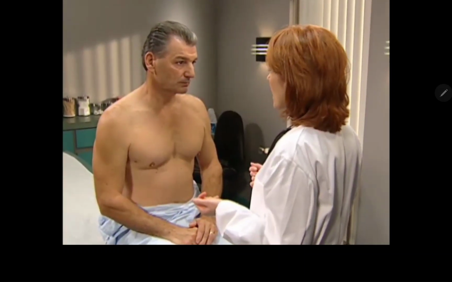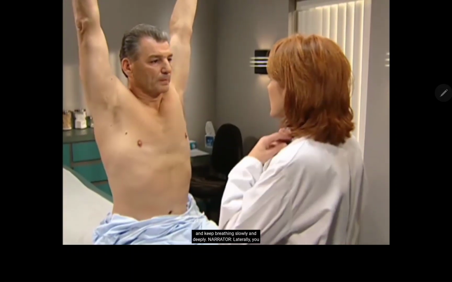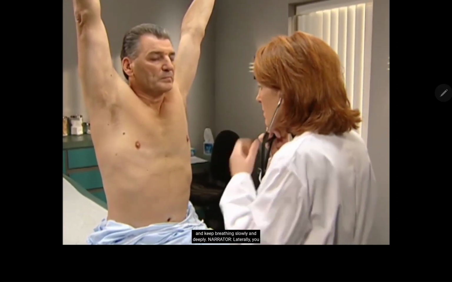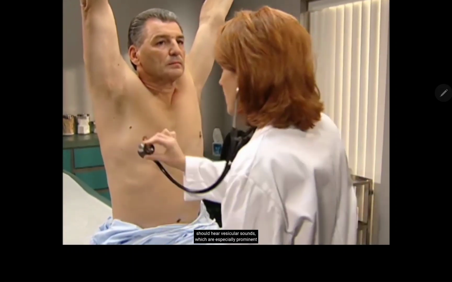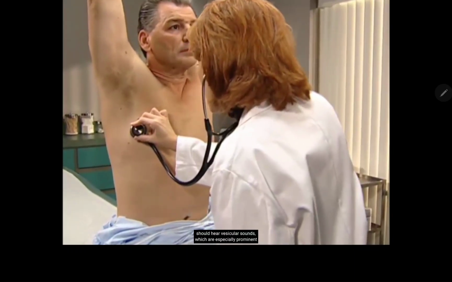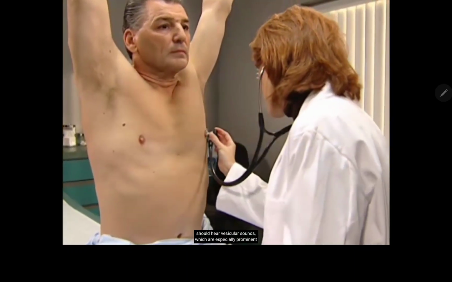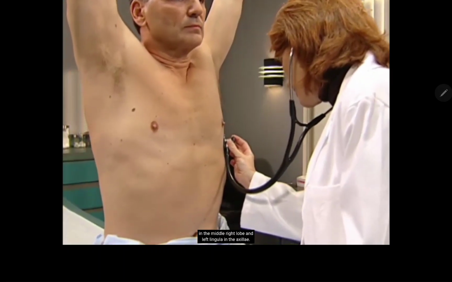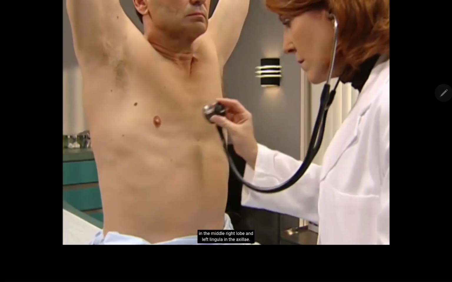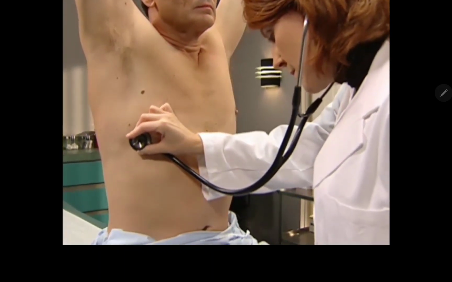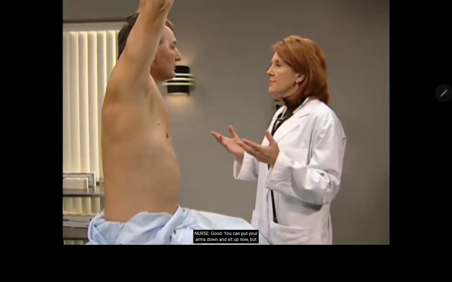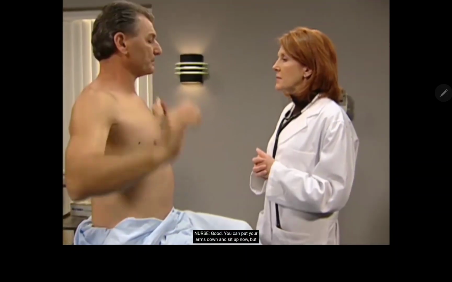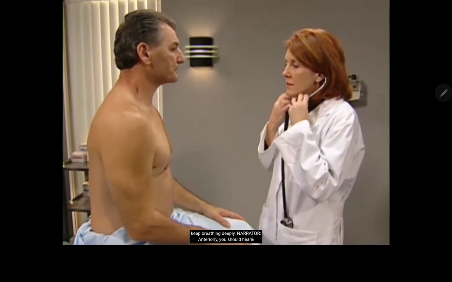Great. Now raise your arms above your head and keep breathing slowly and deeply. Laterally, you should hear vesicular sounds, which are especially prominent in the middle right lobe and left lingula in the axillae. Great. You can put your arms down and relax, but keep breathing deeply.